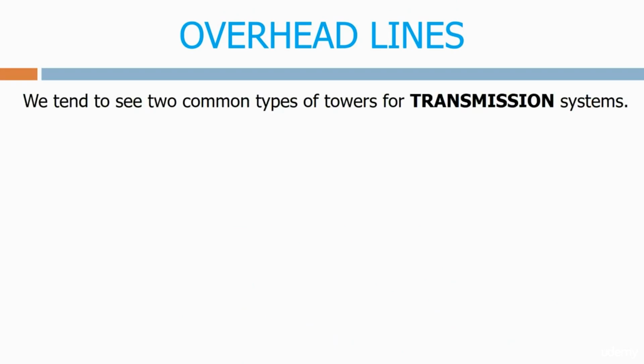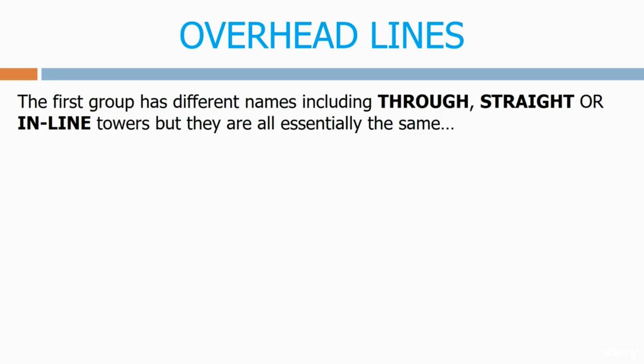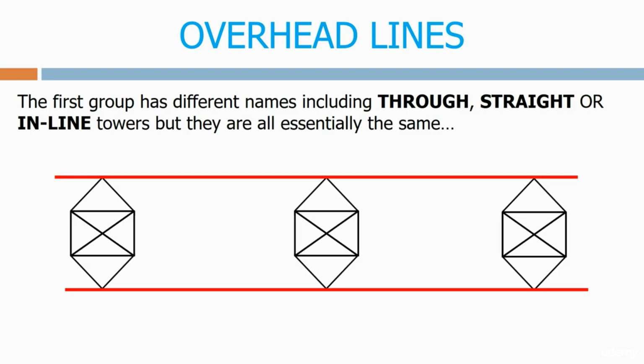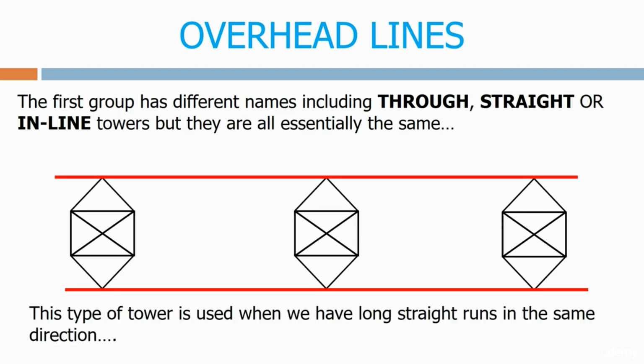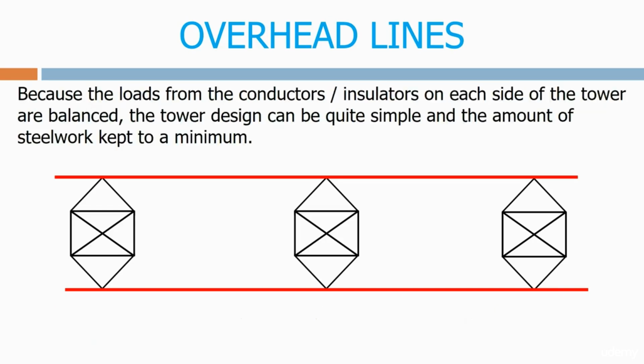We tend to see two common types of towers for transmission systems. The first group has different names including through, straight or inline towers, but they are all essentially the same. This type of tower is used when we have long straight runs in the same direction. Because the loads from the conductors and insulators on each side of the tower are balanced, the tower design can be quite simple and the amount of steelwork kept to a minimum.